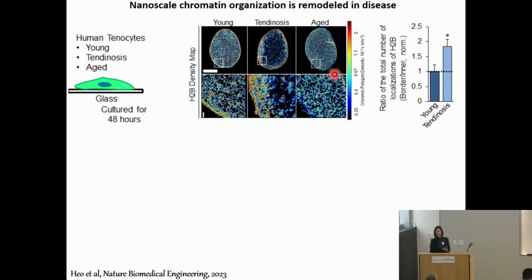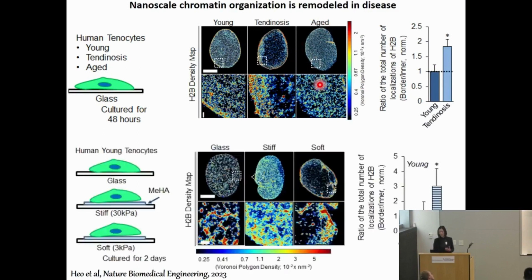This was also very different from aged tenocytes. As you already heard, similar to senescent cells, heterochromatin is disrupted in aged cells, and particularly we see a loss of that peripheral heterochromatin. If we take healthy tenocytes and grow them on soft substrates, we can make them aberrantly remodel their chromatin to look more like the diseased tenocytes.